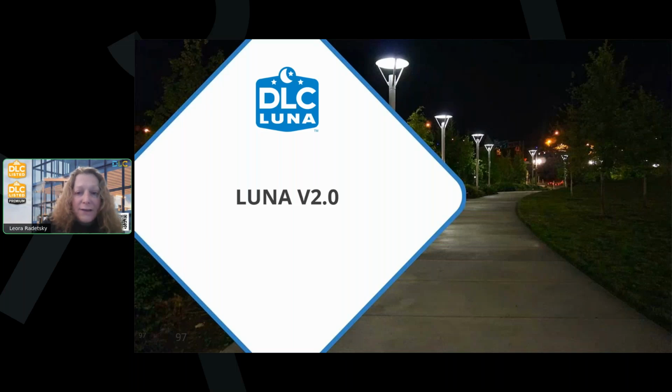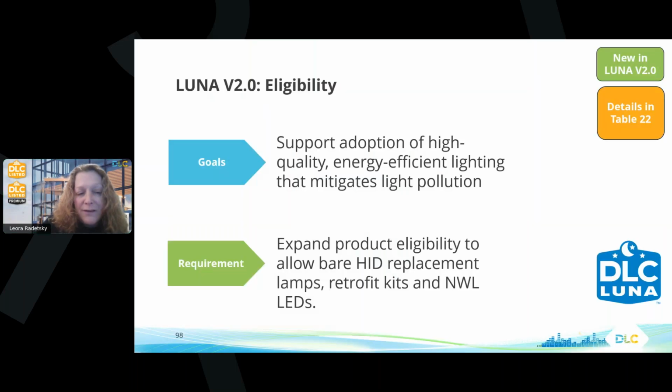LUNA leverages the SSL version 6 requirements to ensure that all LUNA listed products are energy efficient, high quality, and controllable. LUNA version 2 qualified products also first must meet the SSL version 6 standard or premium requirements, which are applicable based on the desired classification and LED types. So for example, amber LEDs and non-white light LEDs are not eligible for premium in version 6 and LUNA version 2.